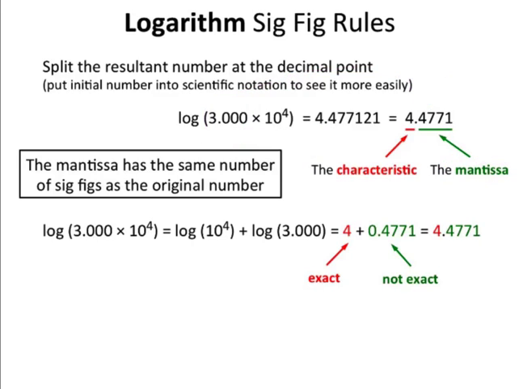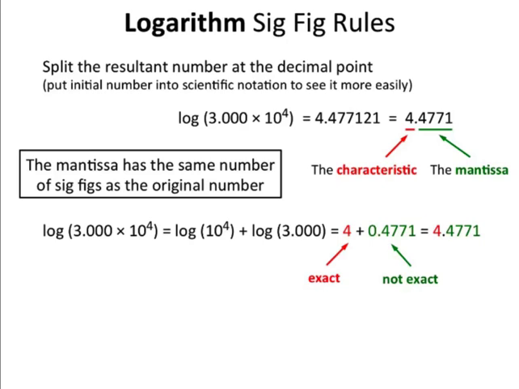And so the mantissa, the stuff after the decimal point, has the same number of sig figs as your original number. That seems kind of like cheating. In effect, you gain a sig fig, but that's what happens, because the first number is not really a sig fig, it's an exact number that tells you that it was 10 to the 4th.